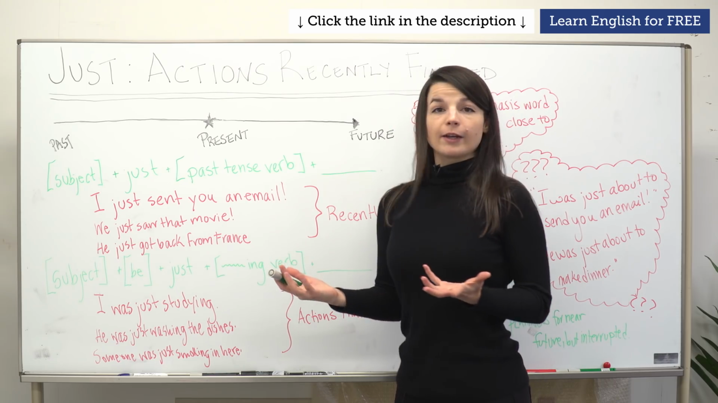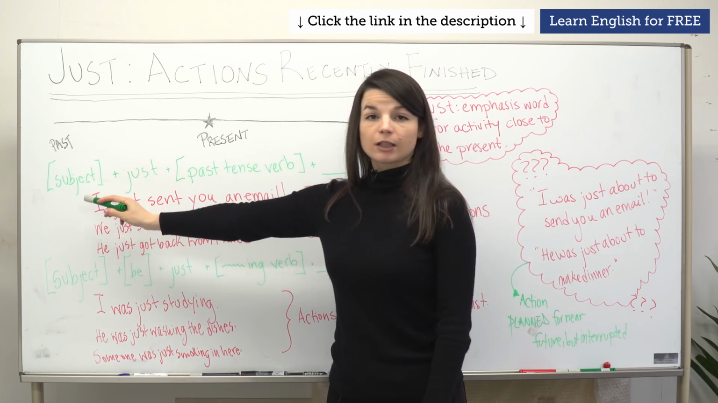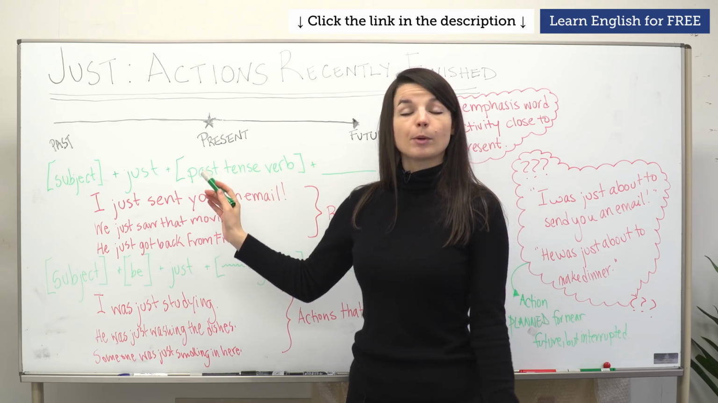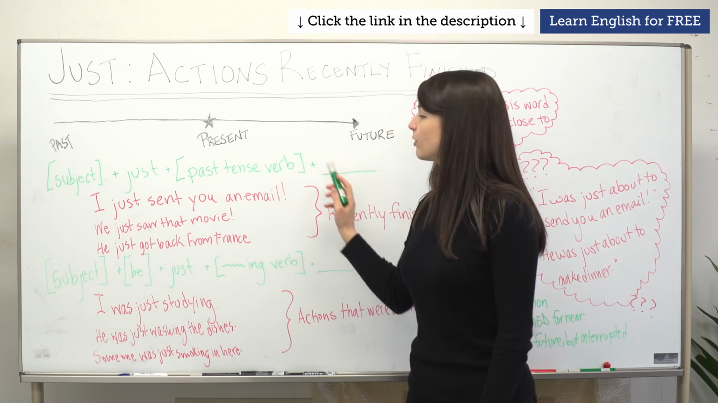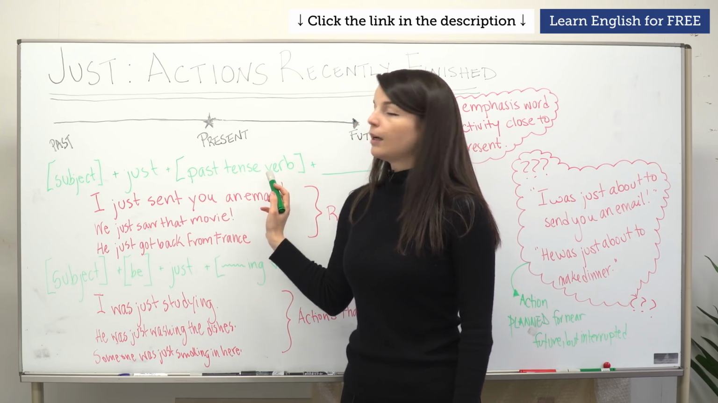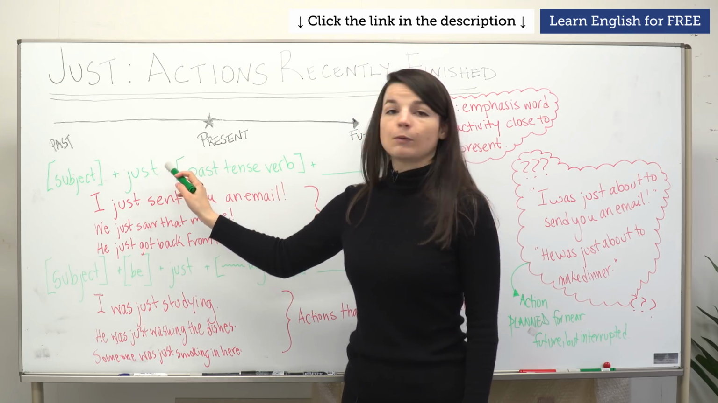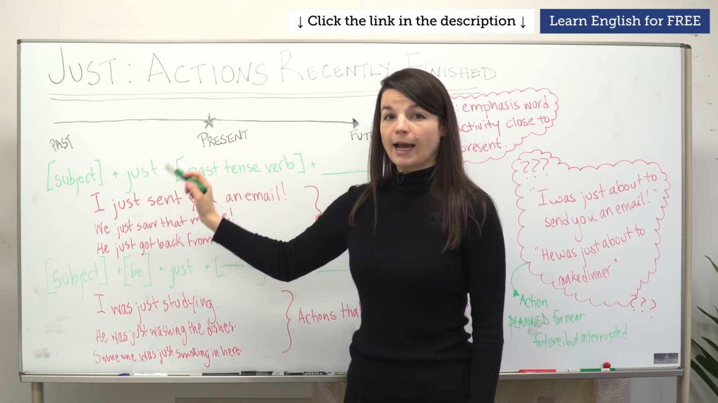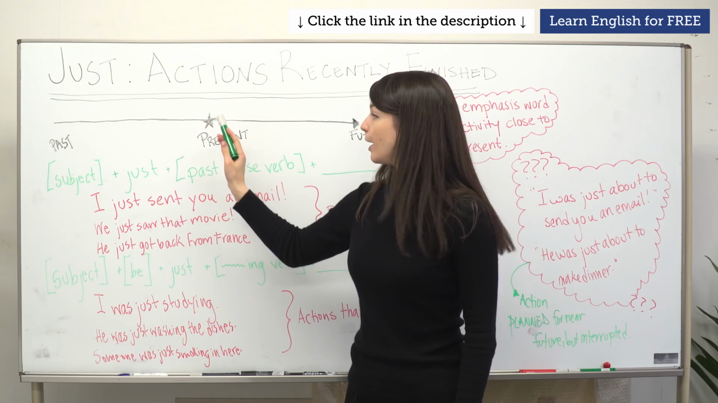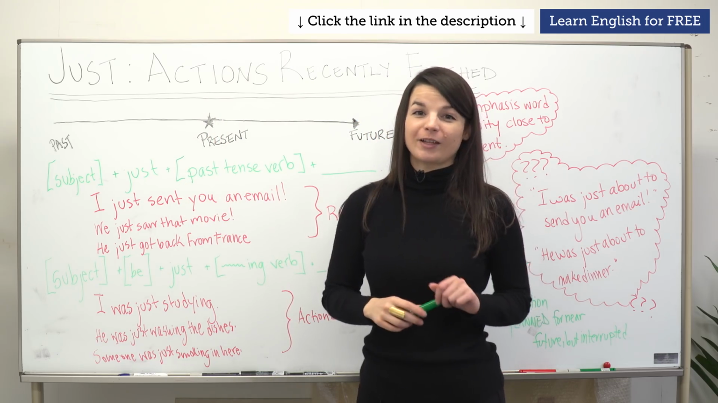Okay, the first pattern that I want to talk about is marked in green here. It's the subject of the sentence plus the word just plus a past tense verb, a simple past tense verb in this case, and extra information according to the verb that you use. So this is a very simple past tense statement, but we want to emphasize that it was something that took place, something that happened just before or very, very recently. So in the very recent past, in other words. Let's take a look at a couple of examples then.